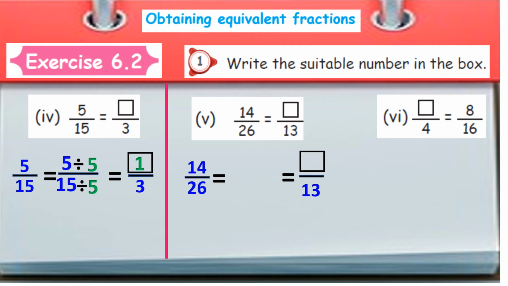If I divide by 2, I will get this 13. Just check by yourself also, no issue. So 26 divided by 2 is equal to 13. So at the top also, you have to divide it by 2 only. So 14 divided by 2, I will get 7. So 7 by 13 and 14 by 26 are the equivalent fractions. Clear?